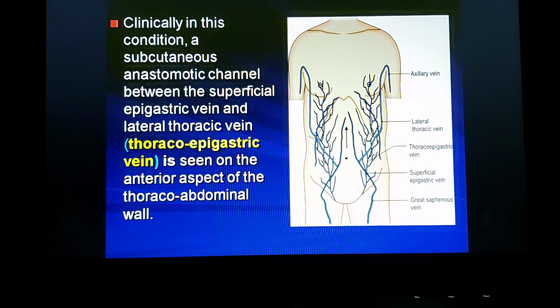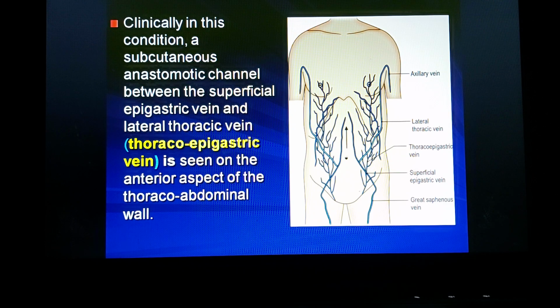So coming to the formation of the thoracoepigastric vein. It is a subcutaneous anastomotic channel between the superficial epigastric vein and the lateral thoracic vein. Here there is an anastomotic channel formed by the lateral thoracic vein and the superficial epigastric vein. So in between the lateral thoracic and superficial epigastric vein, there is a formation of the thoracoepigastric vein.